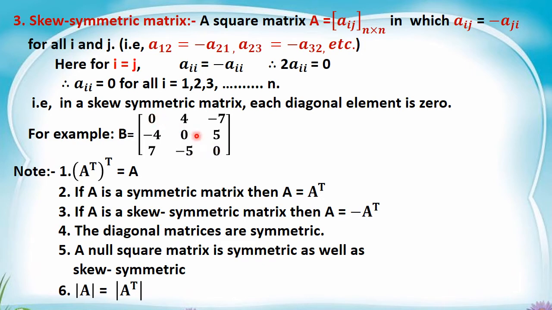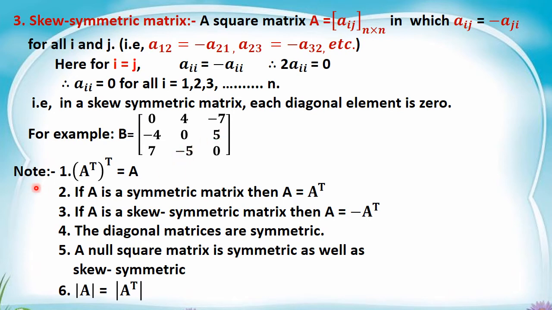Also, the elements A12 and A21 differ in sign. That is, if A12 is positive, then A21 is the negative of the same number. Then A13 and A31 differ only in sign. And A23 and A32 also differ only in sign.